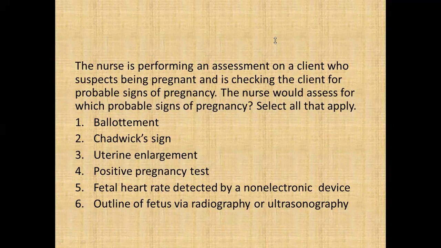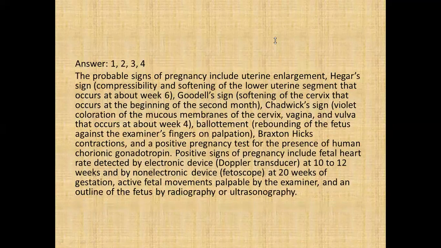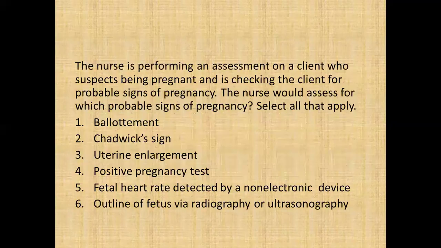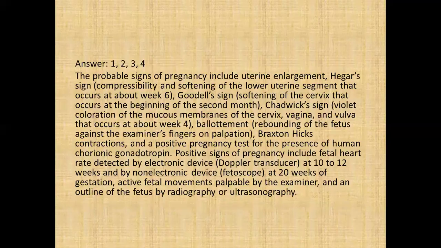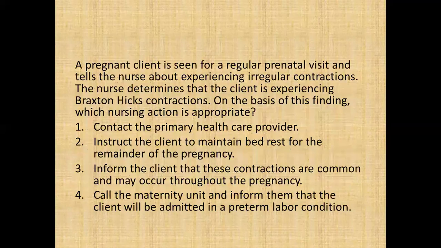All right, a lot of people have answered. So you went for 1, 2, 3, 4, or is there someone with a different answer? 1 is ballottement, 2 is chadwick's sign, 3 is uterine enlargement, 4 is positive pregnancy test. The last 2 are positive signs of pregnancy. Any questions, any inputs?